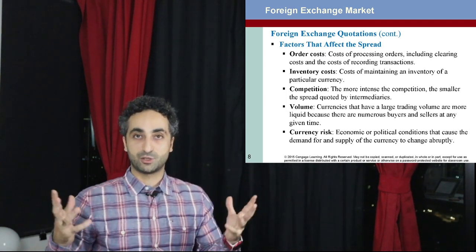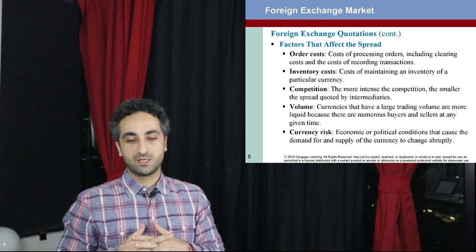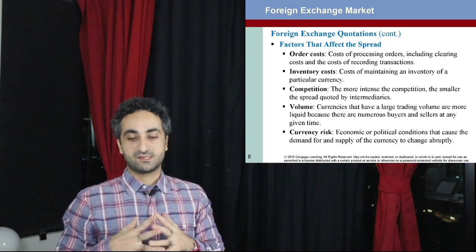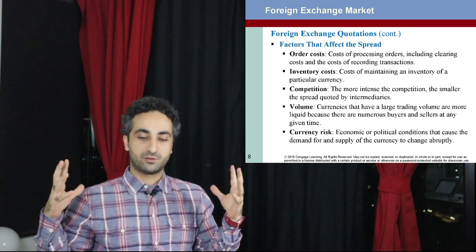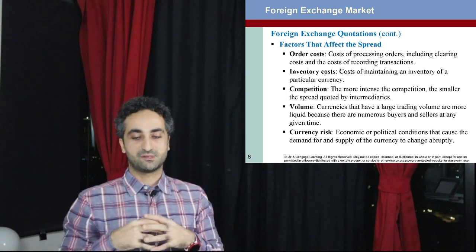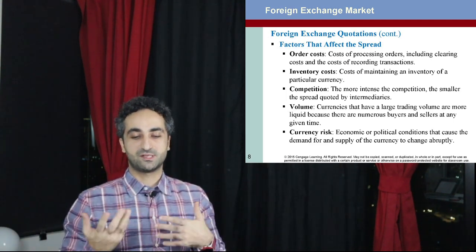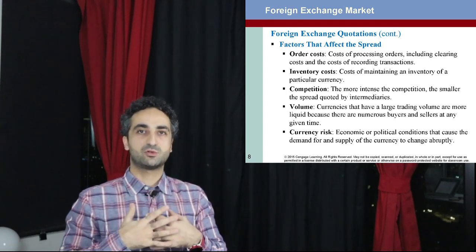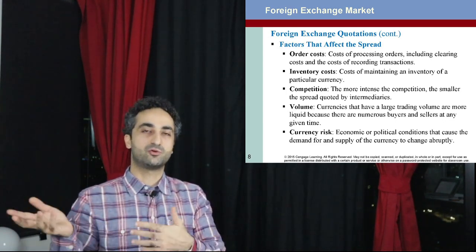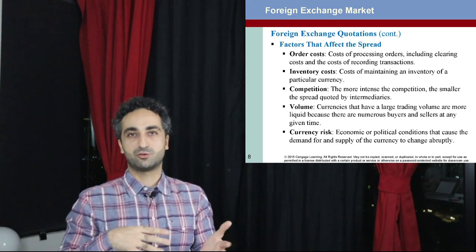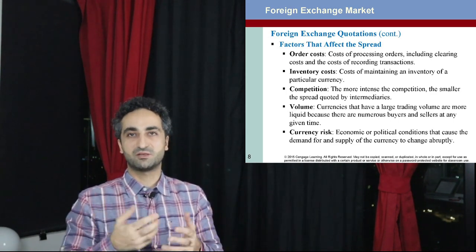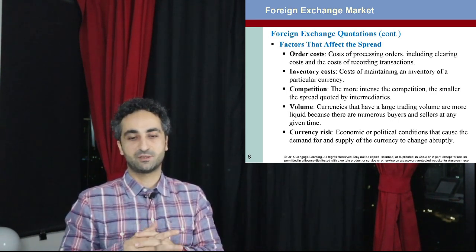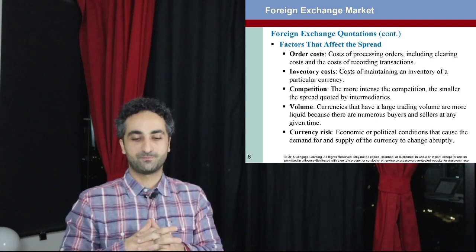Next, we have volume. We discussed that. Liquidity: currencies that have large trading volume are more liquid because there are numerous buyers and sellers. You feel safe when you have USD because you can sell it even to your friend, your neighbor, your mother. Anyone would buy it from you if you really need ringgit. No one would really mind.